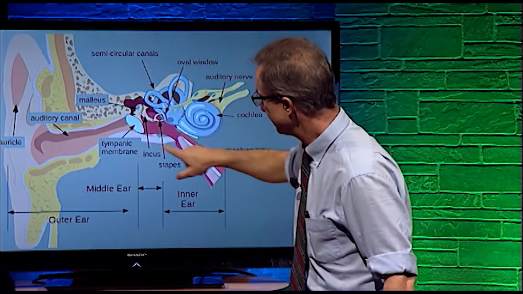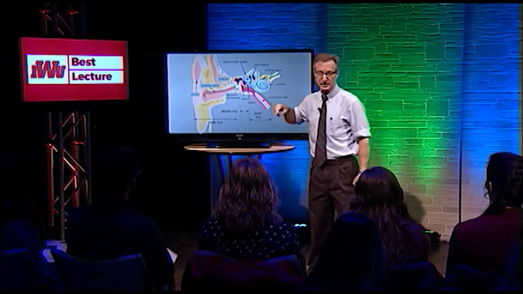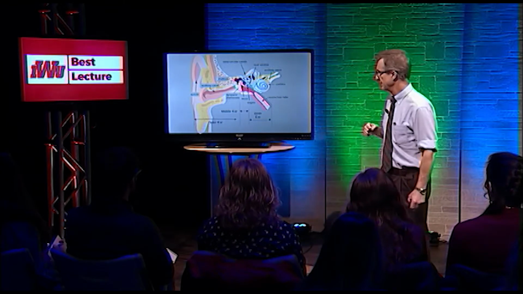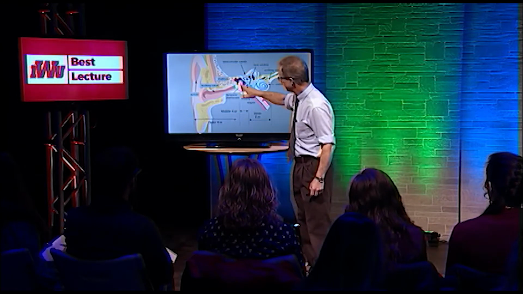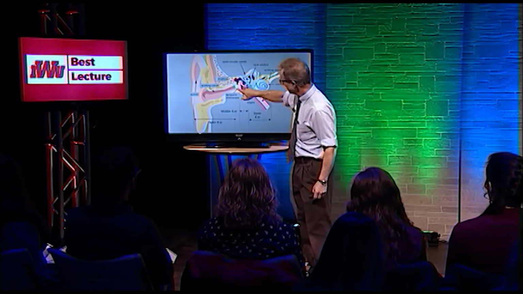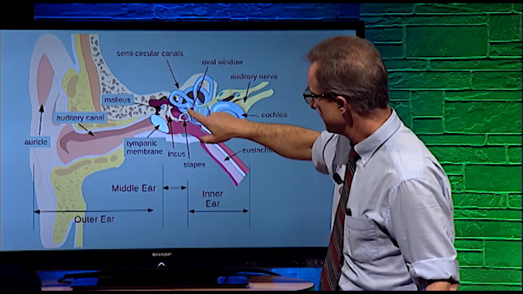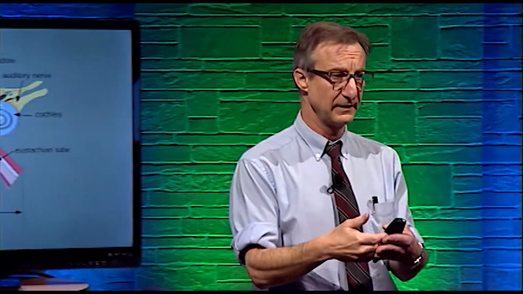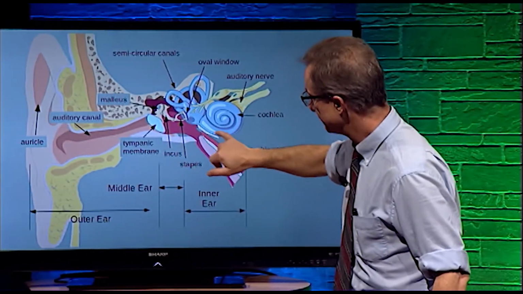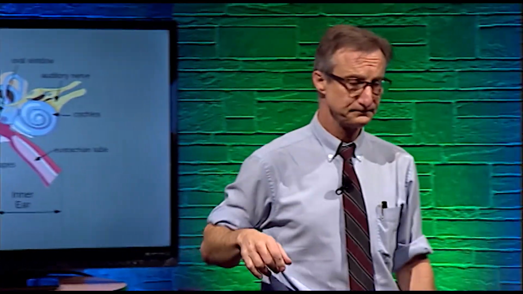The middle ear consists of 3 small bones called ossicles. They're the smallest bones in the body. They're named the malleus, the incus, and the stapes, and they transmit the vibrations from the tympanic membrane to the oval window, which is the entrance to the cochlea. And in that way, they cause pressure waves to flow down the fluid inside the cochlea.